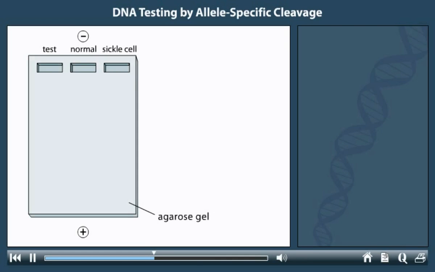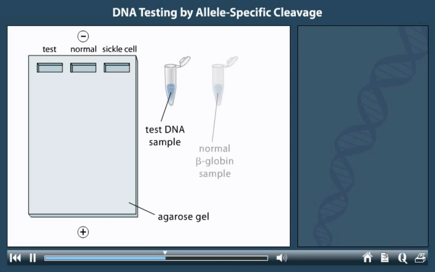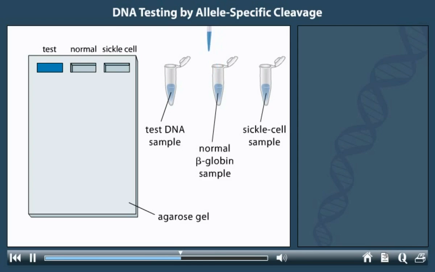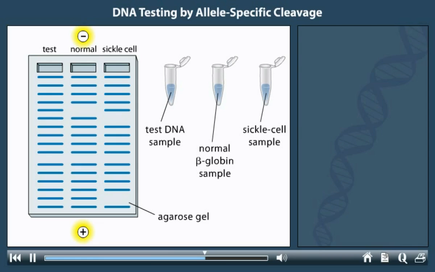In performing this test, you would digest genomic DNA from the test sample of interest with MST2, as well as digest DNA from a normal beta-globin and a sickle cell sample. The digested DNA is then loaded onto an agarose gel for electrophoresis. The DNA fragments are negatively charged and migrate toward the positive electrode in an electric field, with the smaller fragments moving faster than the larger fragments.